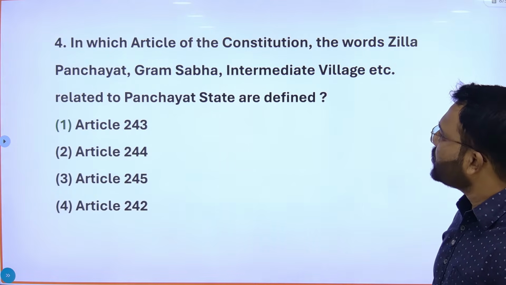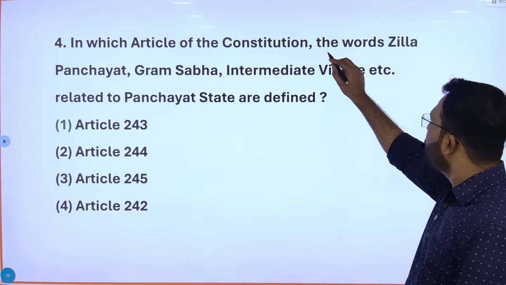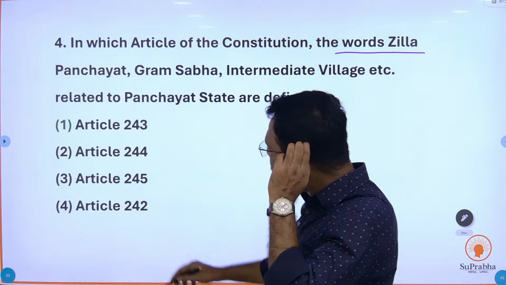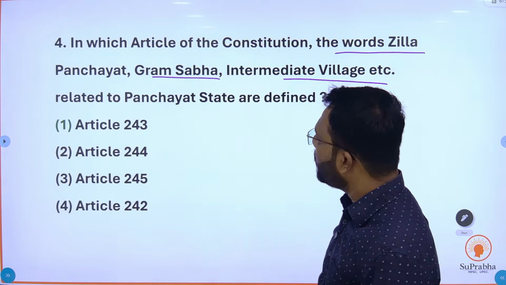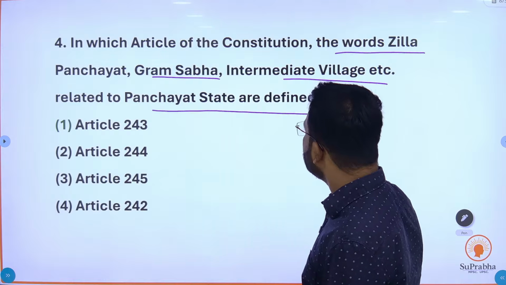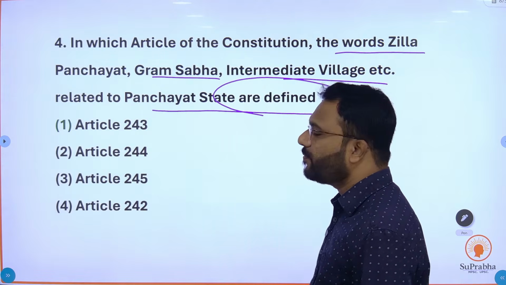In which article of the constitution are the words Jilla Panchayat, Gram Sabha, intermediate village, etc. related to Panchayat state defined?